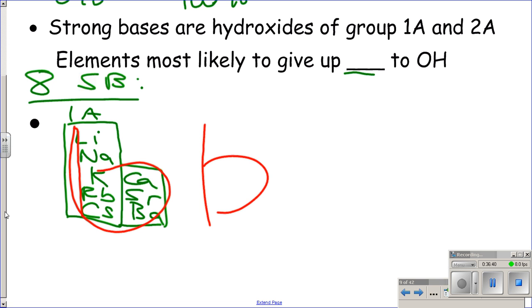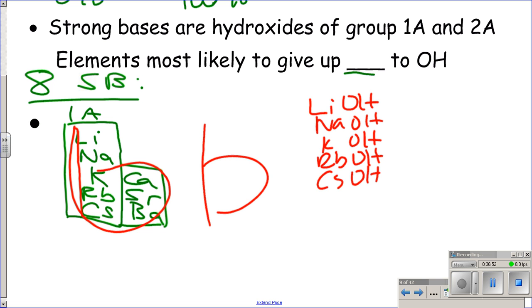Okay. Now, these have to be with a hydroxide, right? So, all of the group 1As are going to be like lithium hydroxide, sodium hydroxide, potassium hydroxide, rubidium hydroxide, cesium hydroxide, okay? So, they're all with a charge of 1, so they get crisscrossed down as a 1, right? How are the other 3 different? Right, so tell me the formula.